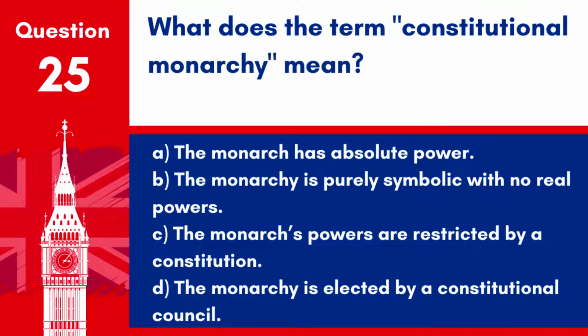Question 25. What does the term constitutional monarchy mean? A. The monarch has absolute power. B. The monarchy is purely symbolic with no real powers. C. The monarch's powers are restricted by a constitution. D. The monarchy is elected by a constitutional council.